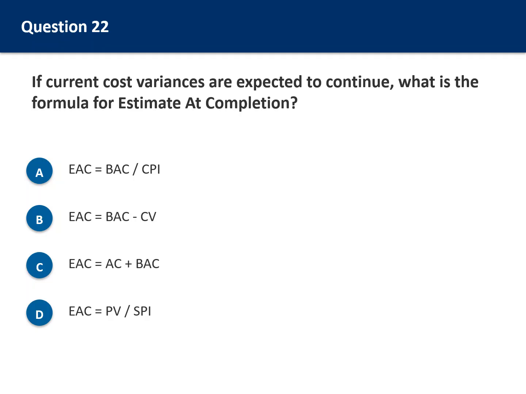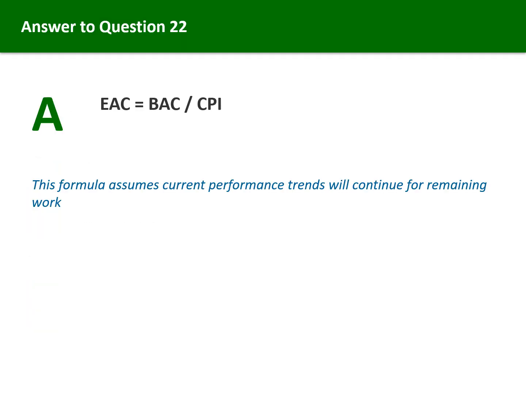Question 22. If current cost variances are expected to continue, what is the formula for estimate at completion? Option A, EAC equals BAC divided by CPI. Option B, EAC equals BAC minus CV. Option C, EAC equals AC plus BAC. Option D, EAC equals PV divided by SPI. This forecasts the final project cost. The correct answer is A.